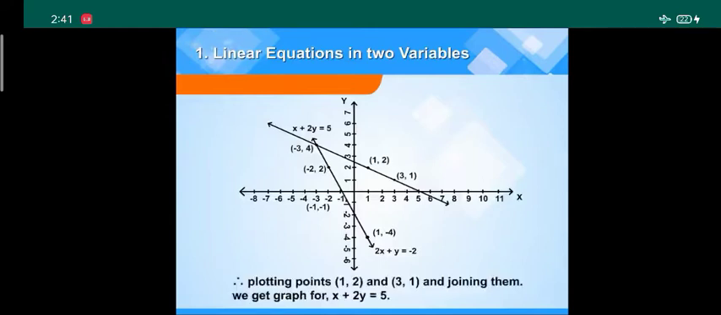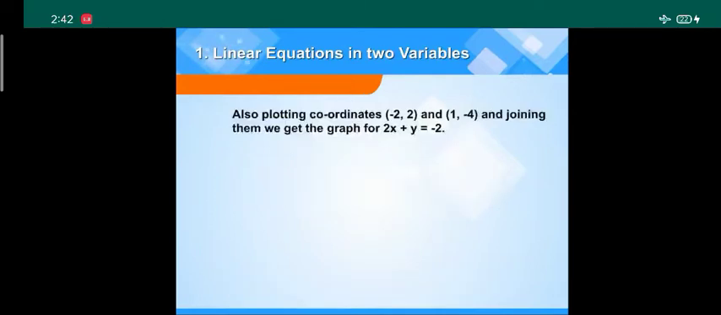Therefore, plotting points 1, 2 and 3, 1 and joining them, we get the graph for x plus 2y is equal to 5. Also, plotting coordinates minus 2, 2 and 1, minus 4 and joining them, we get the graph for 2x plus y is equal to minus 2.